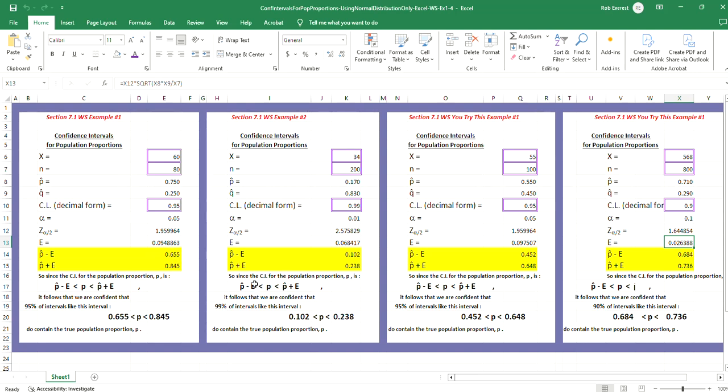And so this could be a nice little utility to use instead of using the graphing calculator or StatCrunch, which I'm about to show you in another video.